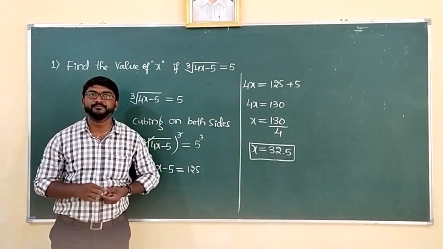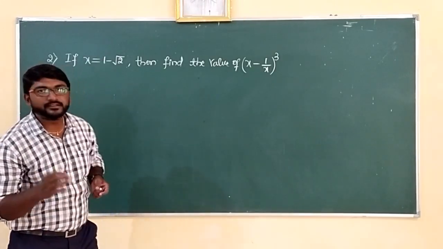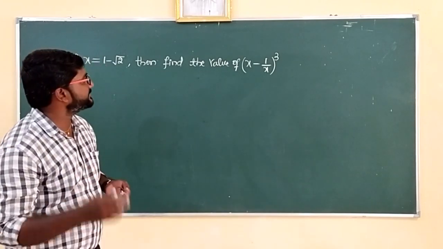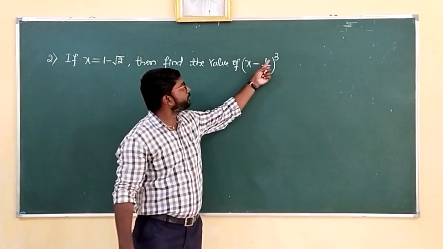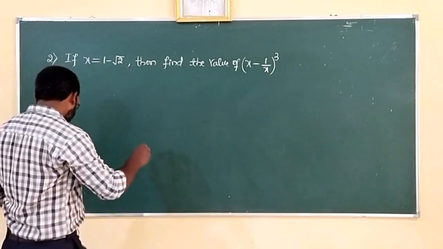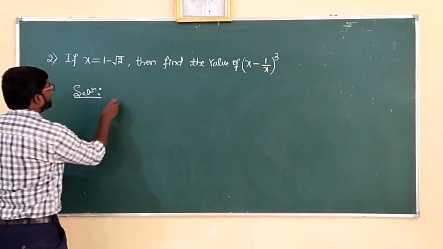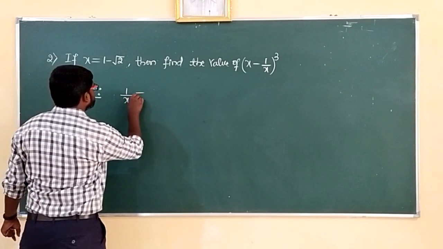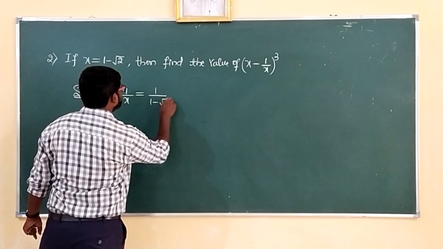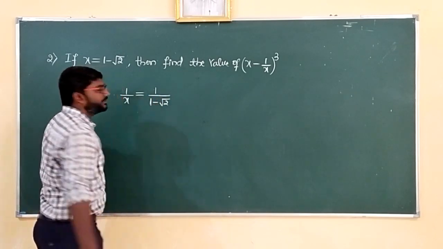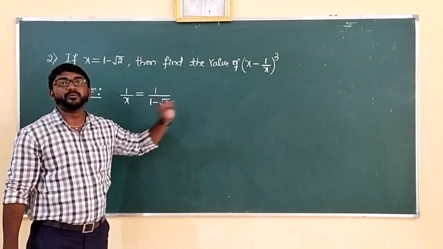The second example problem: if x is equal to 1 minus root 2, then find the value of x minus 1 by x whole cube. Here we have the value of x and we have to find the 1 by x value. Let us go ahead with that. So I go for 1 by x. 1 by x equals 1 divided by 1 minus root 2. Now we have to go for the rationalization. Multiply and divide by the opposite sign of the denominator.